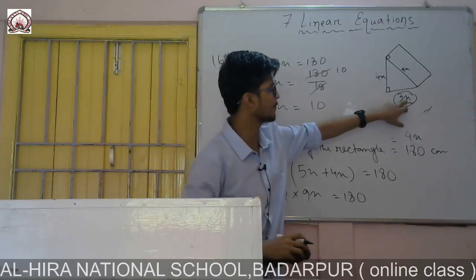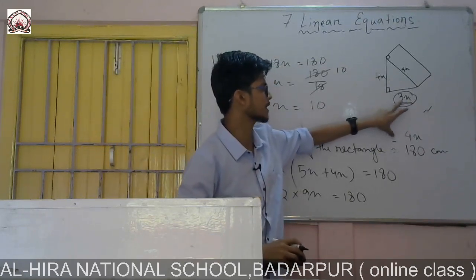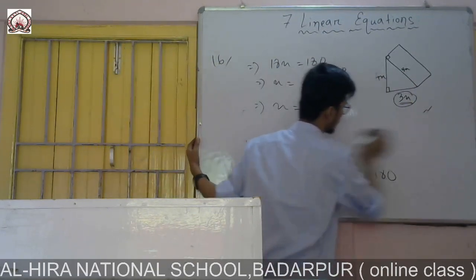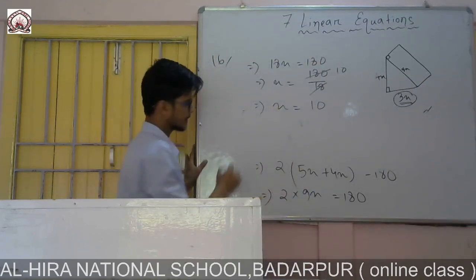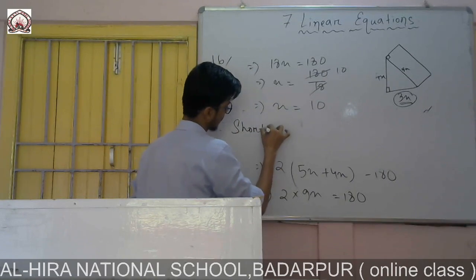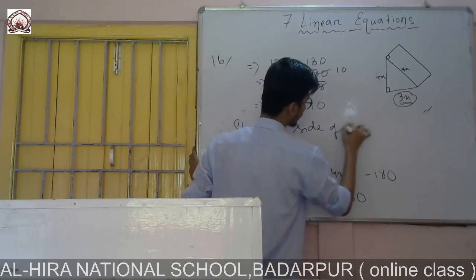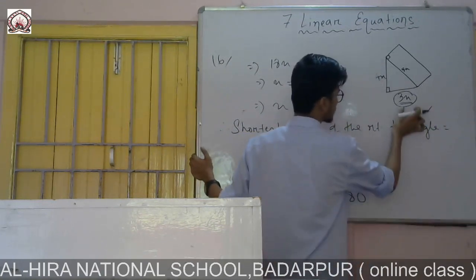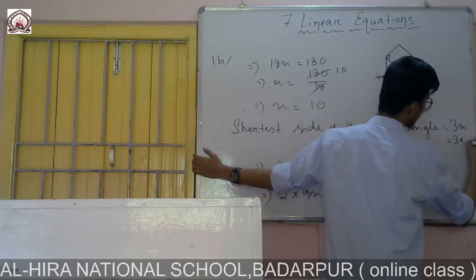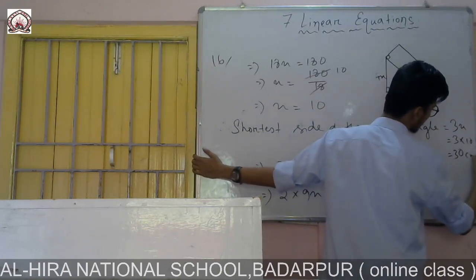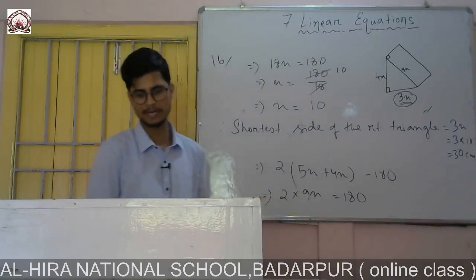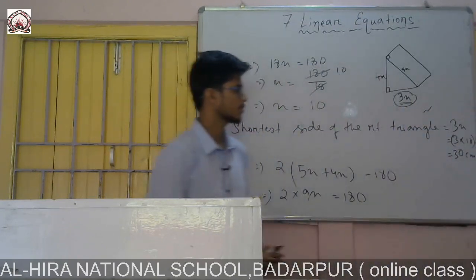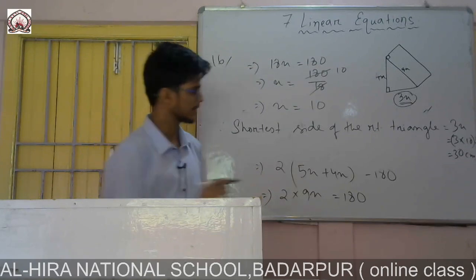Since we have got the value of x is 10, I can find the length of the shortest side. It will be 3 into 10, that means 30. So you write: therefore, the shortest side of the right triangle is 3x, that means 3 into 10, which equals 30 centimeter. The shortest side of the triangle is 30 centimeter.